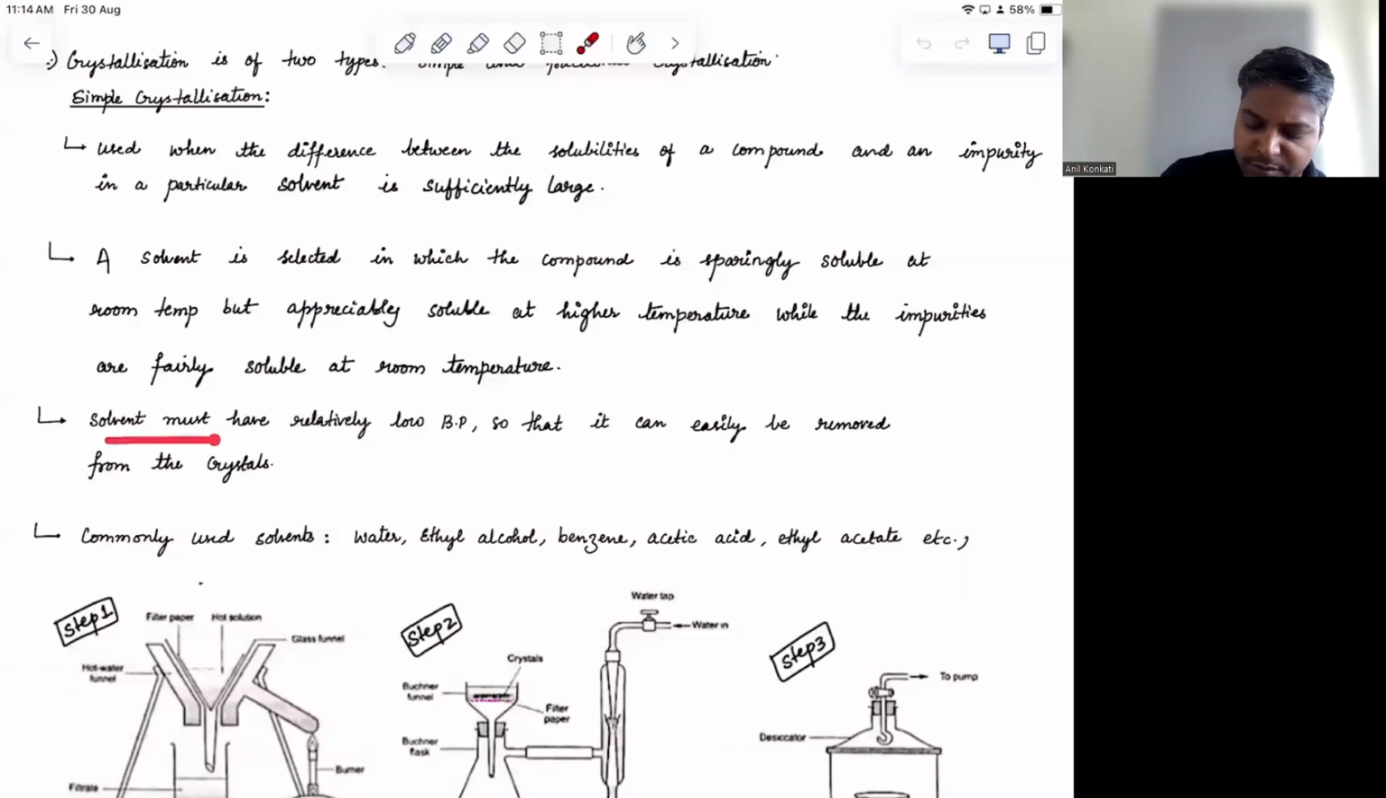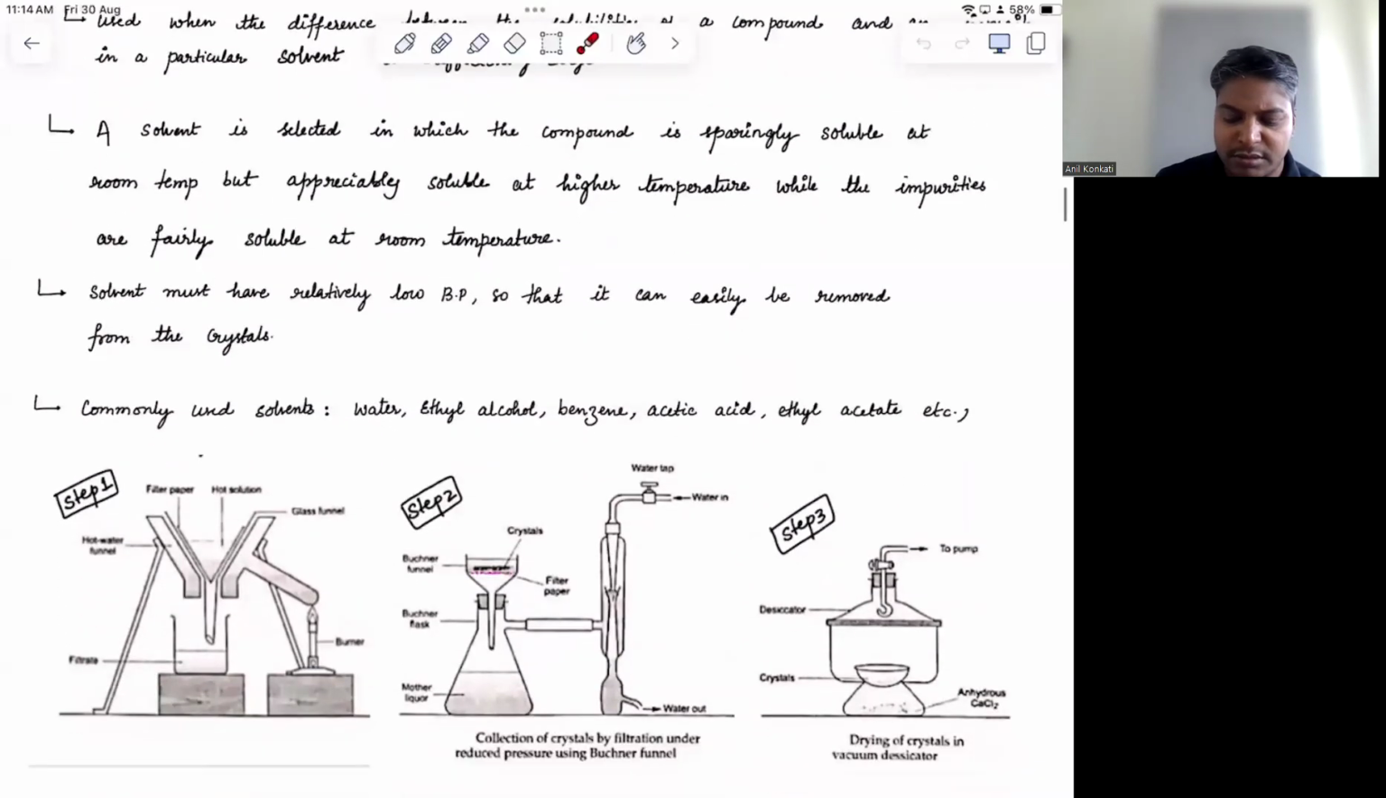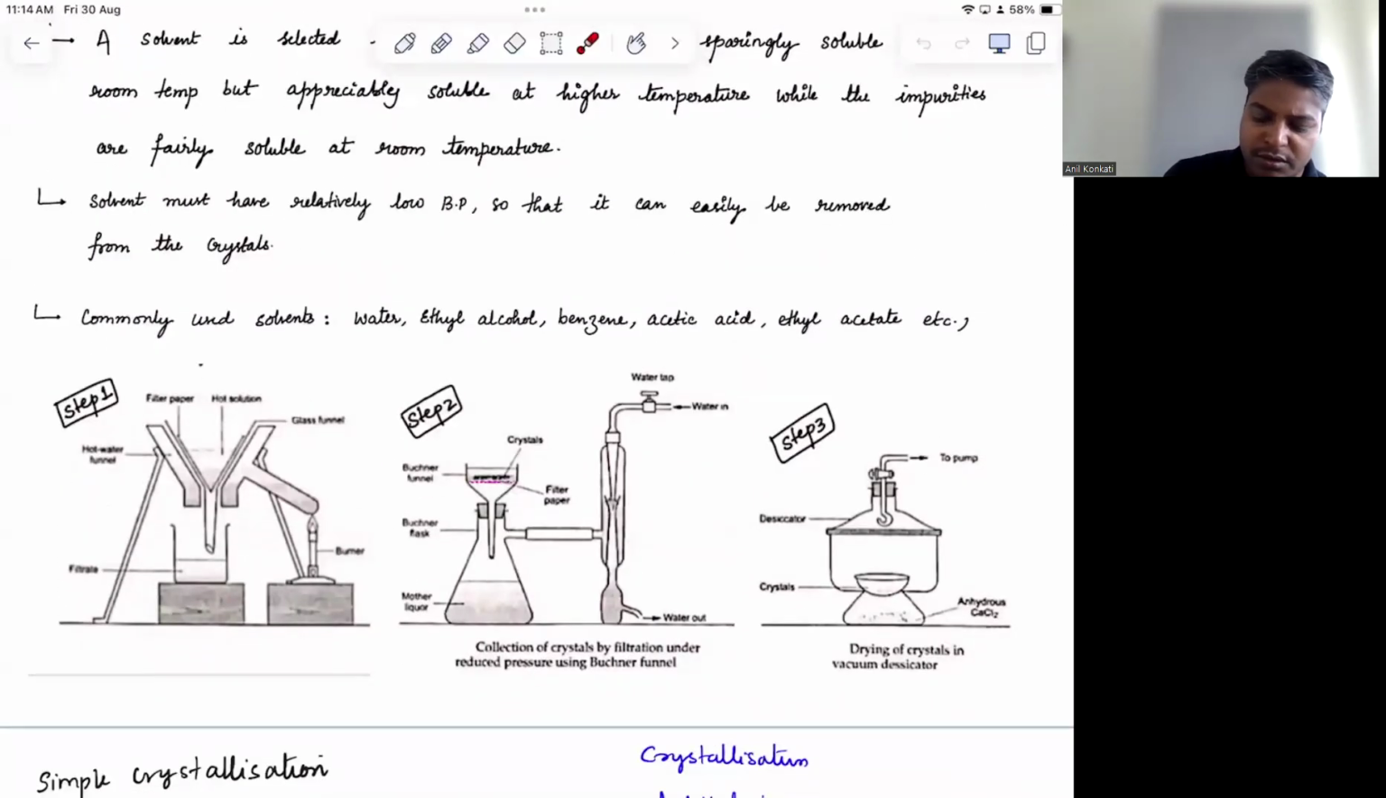The solvent must have a relatively low boiling point, so that it can be easily removed from the crystals. Now, commonly used solvents are water.